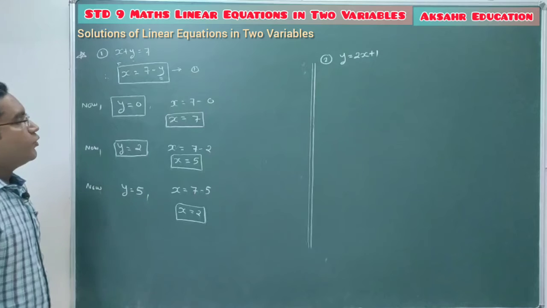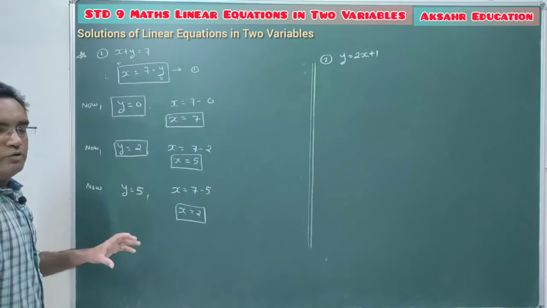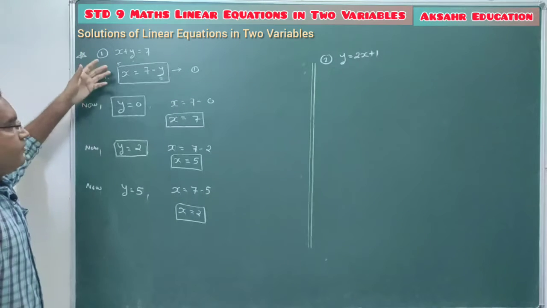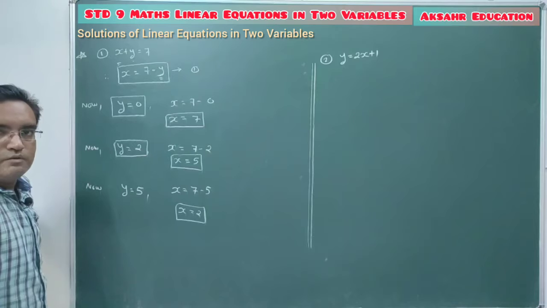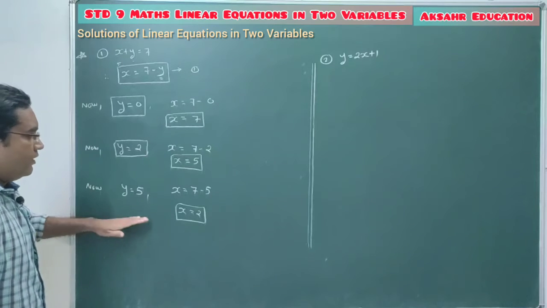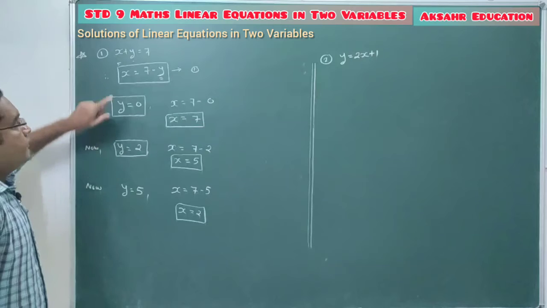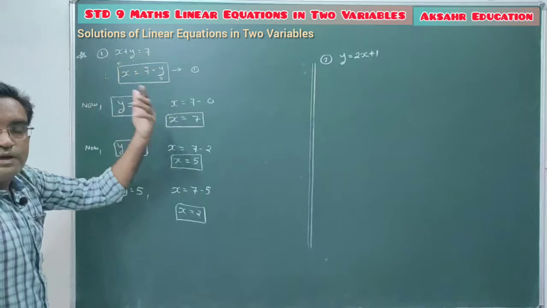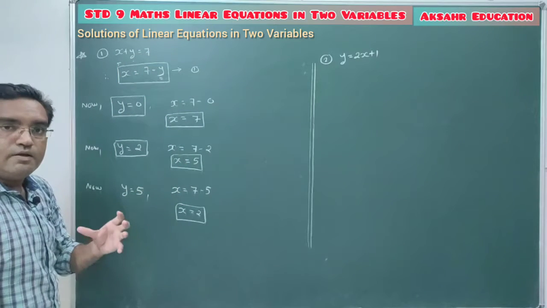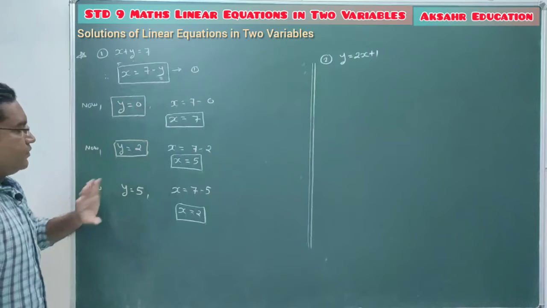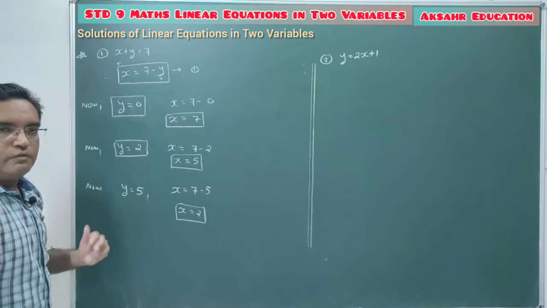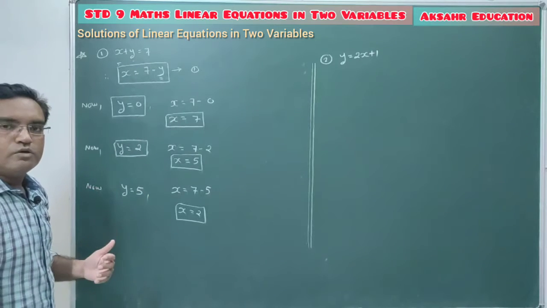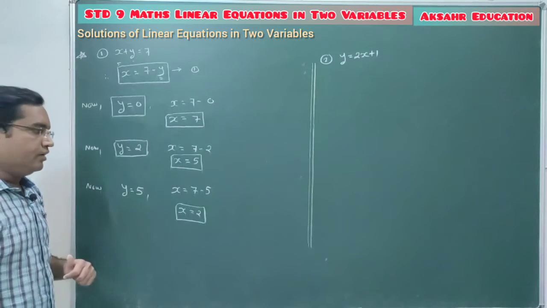Clear? In your question you may be asked to find a number of solutions. Suppose it asks you to find 5 different solutions of the given equation, or 3 different solutions. So according to the number asked, you have to find that many solutions. We know that a linear equation in two variables has infinitely many solutions. So out of those infinitely many solutions, you have to find these 3 or 5 solutions, whichever is asked in your exam. Clear? So this is how you can find the solution of any given linear equation in two variables.